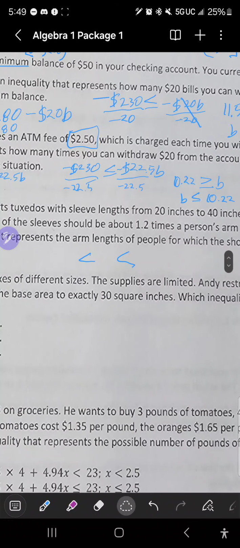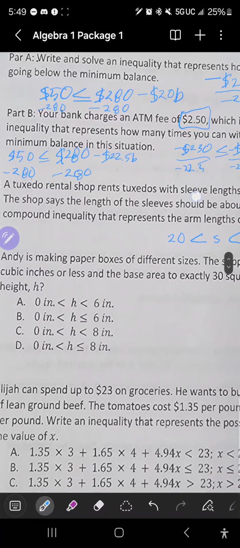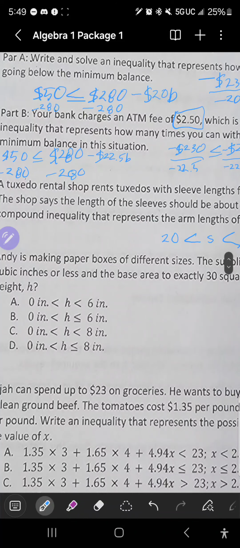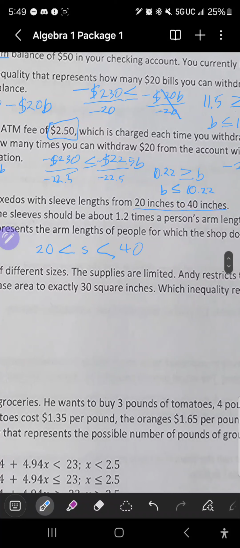So I know that this is the value of the sleeves. I haven't done anything. The sleeve is from 20 inches to 40 inches. This is not an equation, this is just a fact that is stated right here: from 20 inches to 40 inches. Now, I know that the length of one sleeve should be about 1.2 times a person's arm.